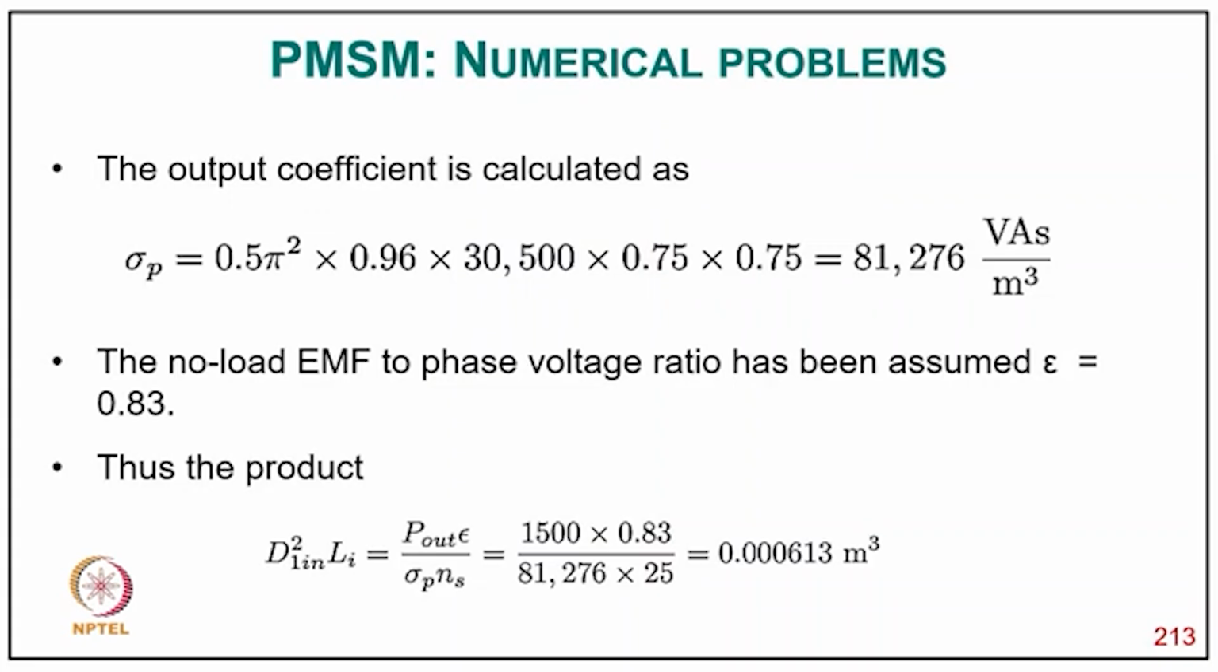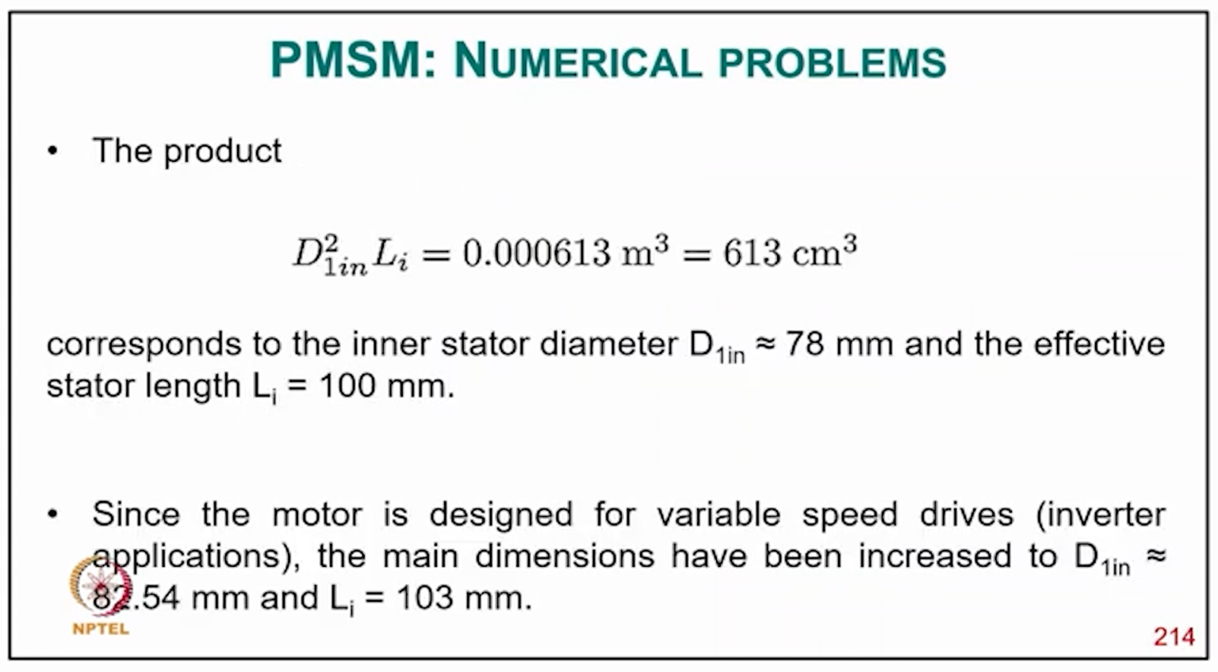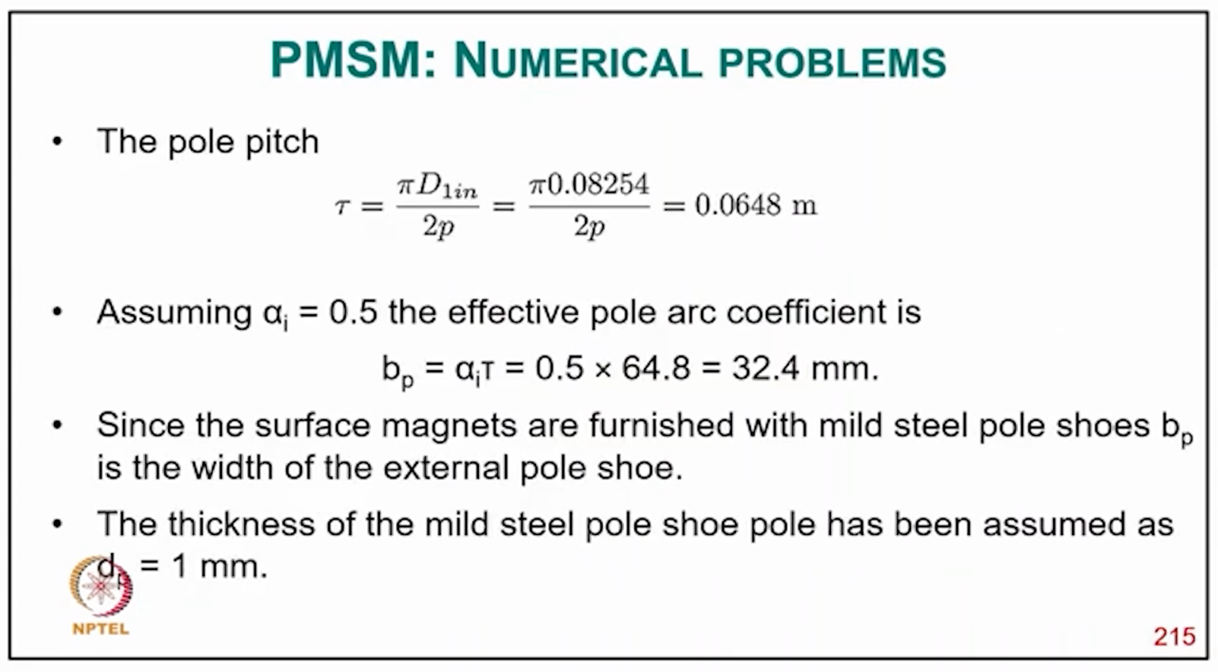So no load EMF to the phase voltage ratio has been assumed eta equal to 0.85. Then the product D square L equal to rho I eta upon beta NS, putting value, it comes 0.000613 meter cube, and then the product D1 square L equal to 613 centimeter cube. This corresponds to inner stator diameter D1 of 78 mm, and the effective stack length Li equal to 100 mm. Since the motor is designed for variable speed drive inverter application, the main dimensions have to be increased to D1 equal to 82.54 mm and Li equal to 103 mm. Then the pole pitch tau equal to pi D upon 2p, putting a value, which comes 0.0648 meter.